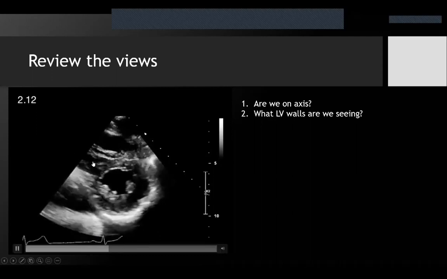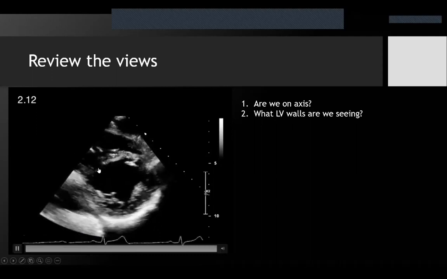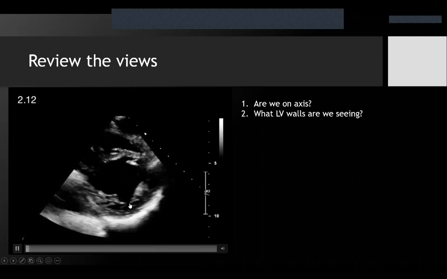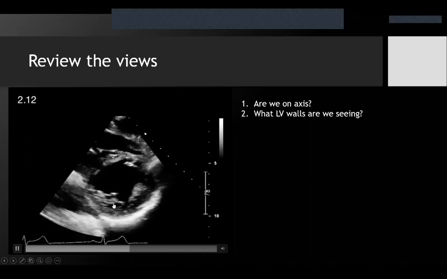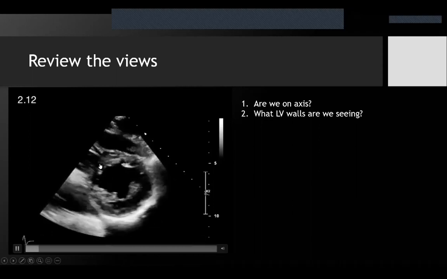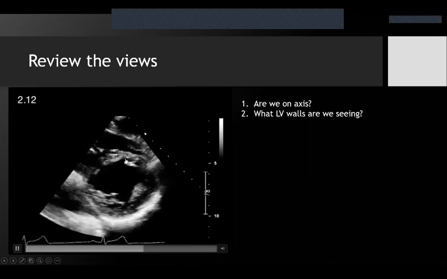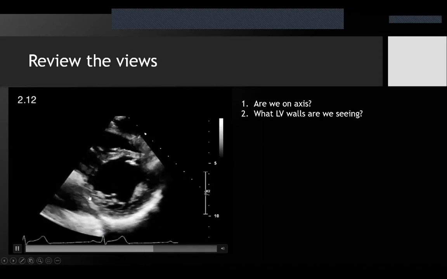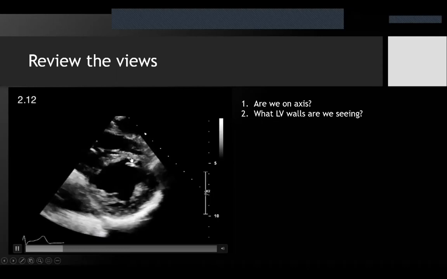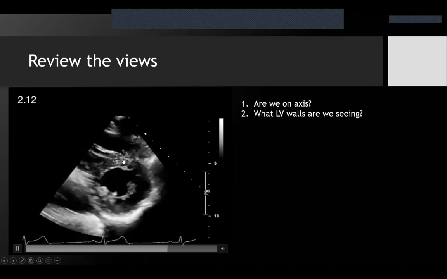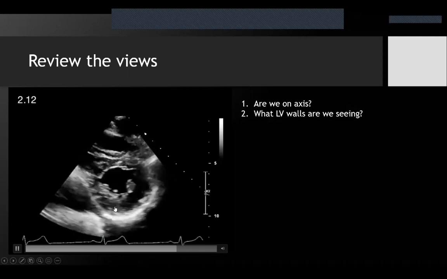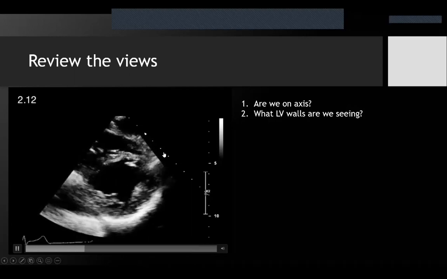And then moving on, what LV walls are we seeing? Well, this time we're actually seeing a piece of all the walls, but only at one level. So right now we're at the mid level, and I pointed out that there are six segments at the mid level. So you have the septum here, and above the septum you have the anterior wall. All the way at the bottom, you have the inferior wall. And then the septum is divided into anteroseptal and inferoseptal, and then you have anterolateral and inferolateral. So it's kind of intuitive. It all follows that anterior-inferior axis.